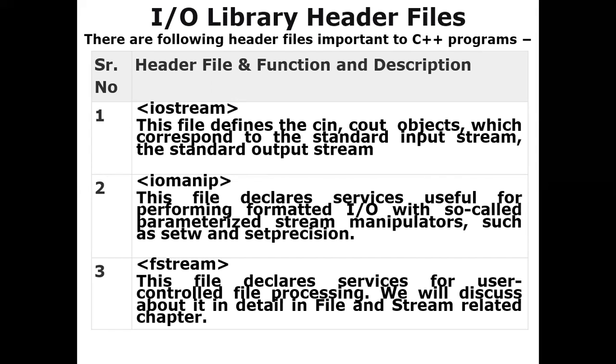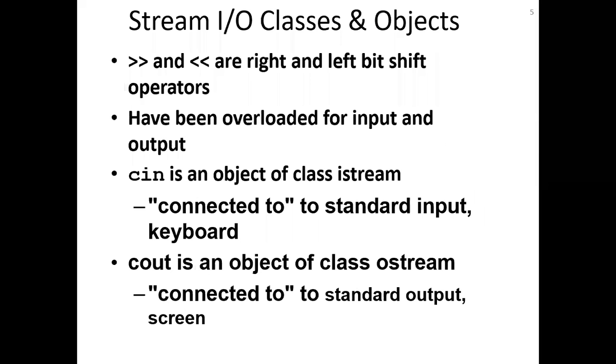The iostream.h file defines the cin and cout objects, the standard input and standard output streams. The iomanip header file will show the stream manipulators. If you want to set the width, or set precision for decimal points, include this header file iomanip. fstream is used for file input output streams.